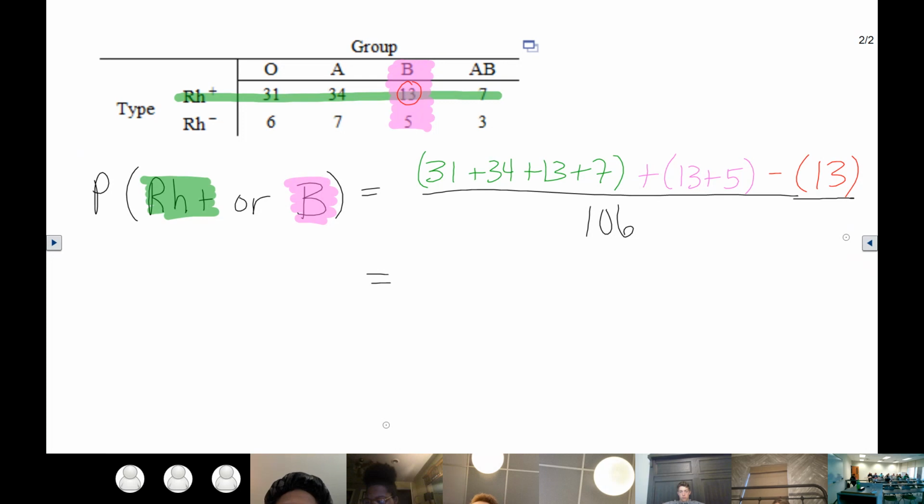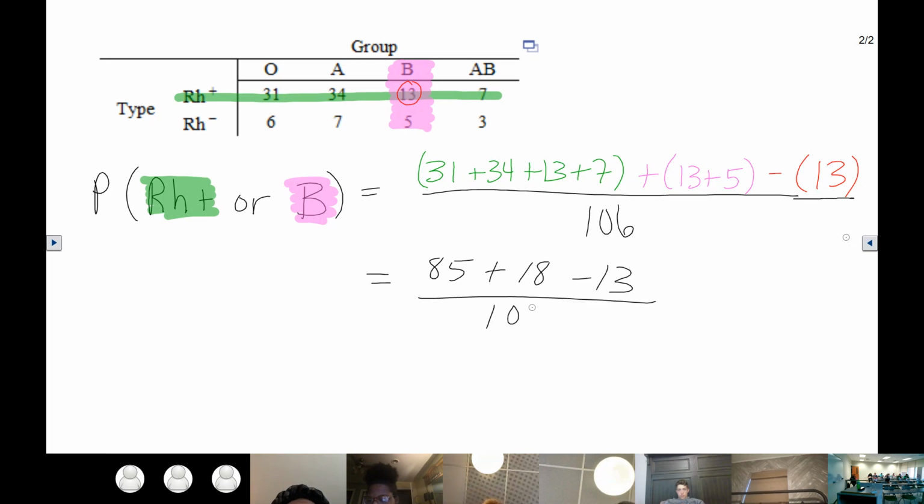So 65, 78, 85. Somebody check the green and see if that's 85. It is. Plus 18 minus 13 over 106.